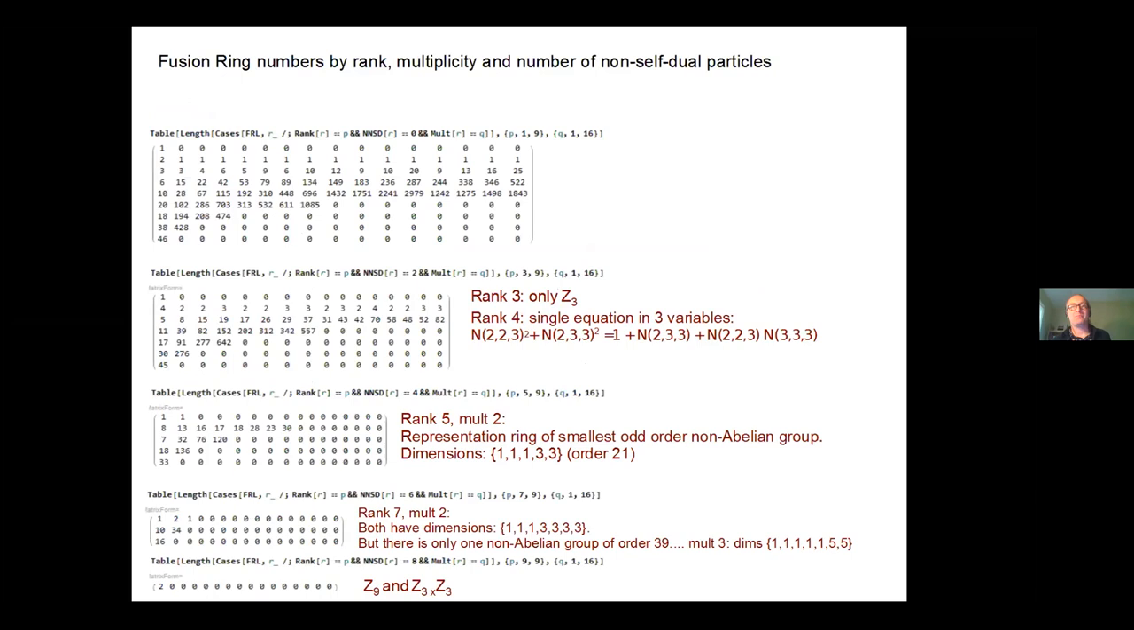So it makes sense also to separate the rings by the number of non-self-dual particles. Here we have a table that's just like the one I showed you before, except I'm only showing you the numbers of theories where all the particles are self-dual.